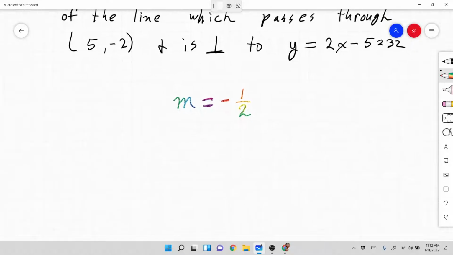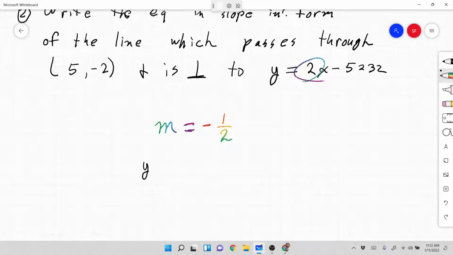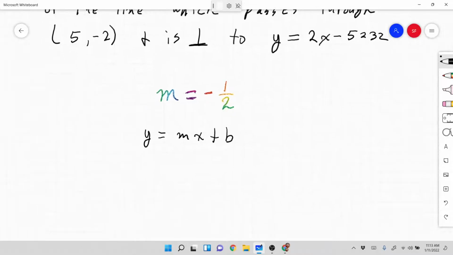We'll do this one the other way. We'll use slope-intercept form. How did you figure that out again? I looked at 2 and I flipped the sign, so it was positive, so I turned it negative. Good. Y equals mx plus b is what we're going to use. We are going to plug -2 in for y, plug -1/2 in for m, and plug in 5 for x, and we're going to solve for b.